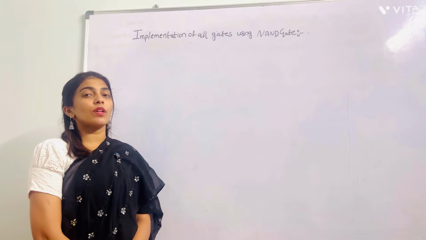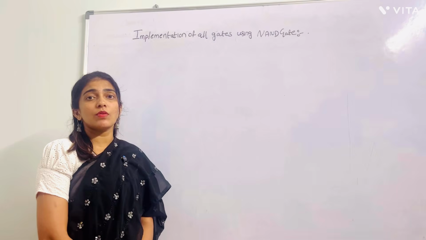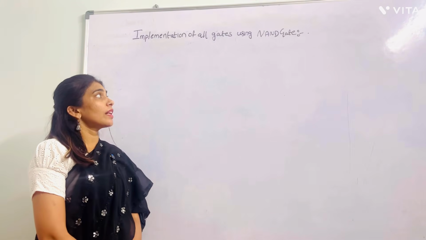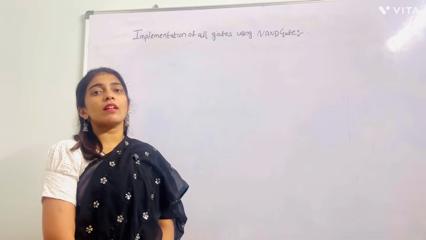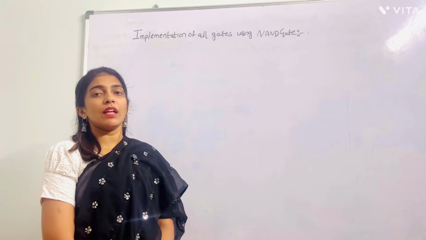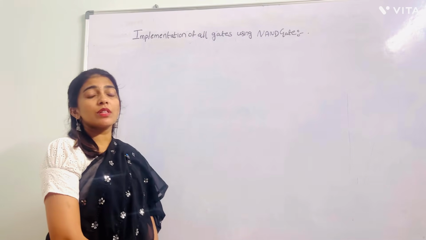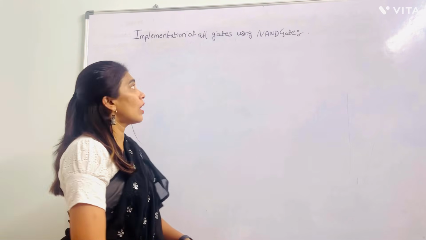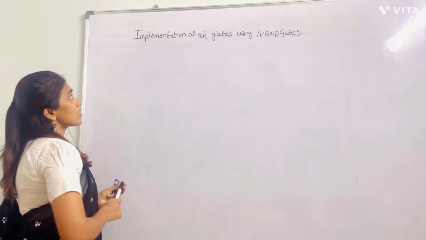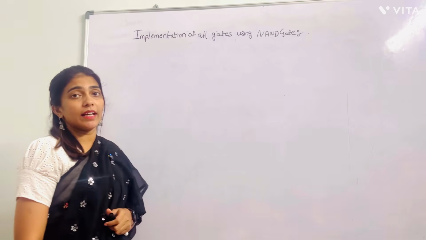Hello students, today our topic is implementation of all gates using NAND gate. Here, NAND gate is called a universal gate. NOR gate is also called a universal gate. Why are these two called universal gates? Because by using these two gates we can make any type of gate. So now our topic is implementation of all gates using NAND gate.